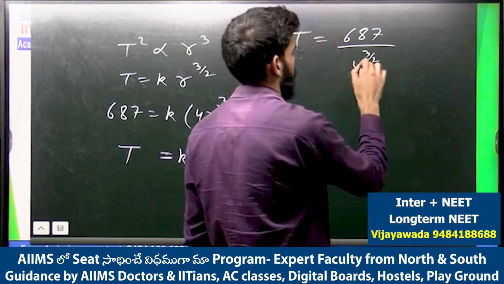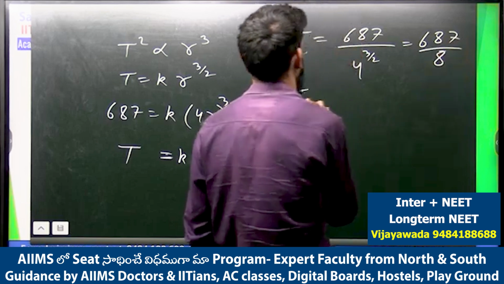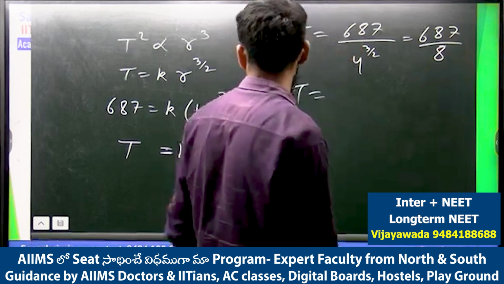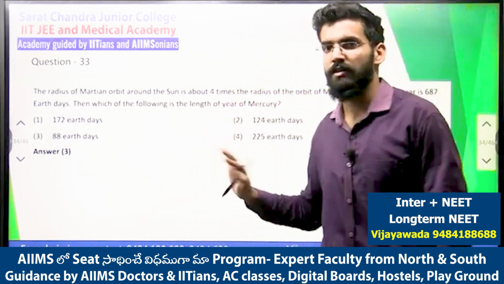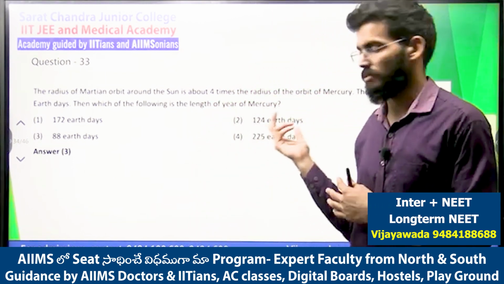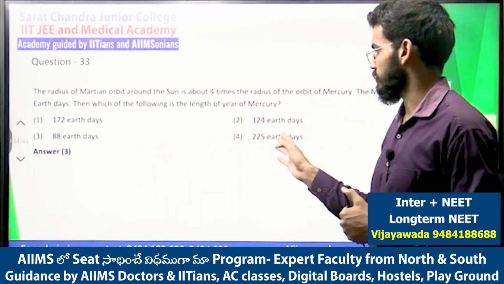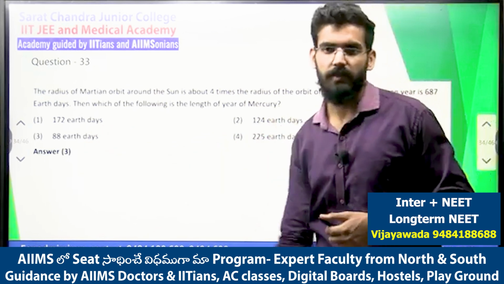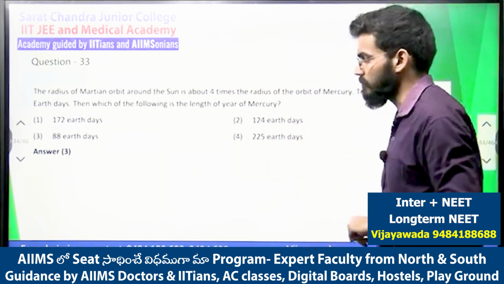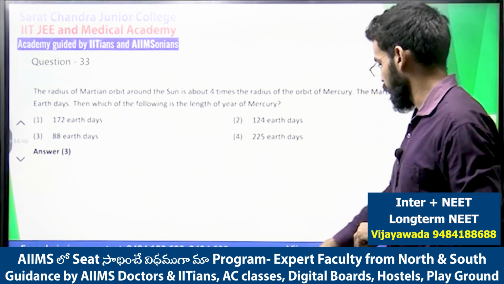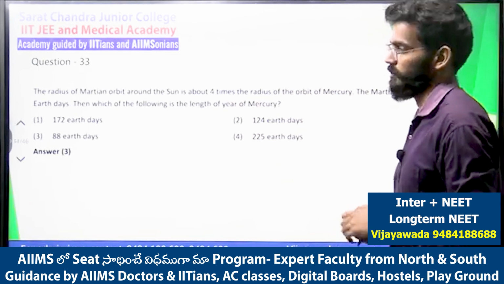That is 2 cube, 8. 687 by 8 you can do. This will give you the answer in number of days. Approximately it matches with 88. Obviously a perfect answer is not there, so approximately 88. No other option is close to that, so 88 will match. The third option. Dividing 687 by 8 you can do easily, and that gives approximately 88.